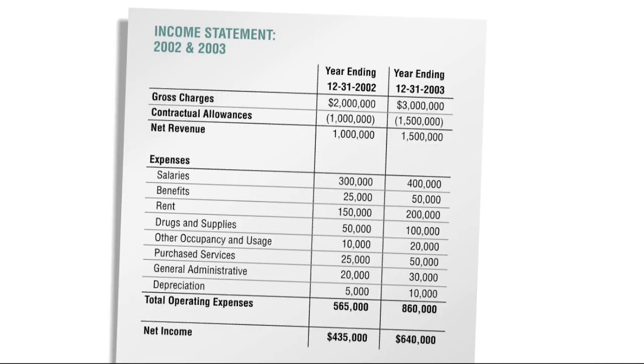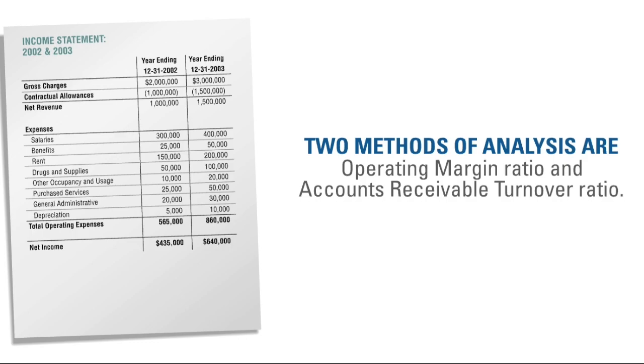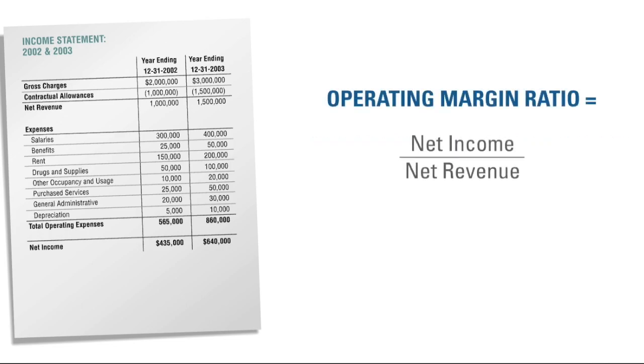for physician income. As with the balance sheet, simply recognizing all the components of an income statement isn't enough to give you useful information. The 2 most widely used methods of analysis are the operating margin ratio and the accounts receivable turnover ratio. We'll look at each of these in turn and explain why they can tell you about the financial condition of a practice.